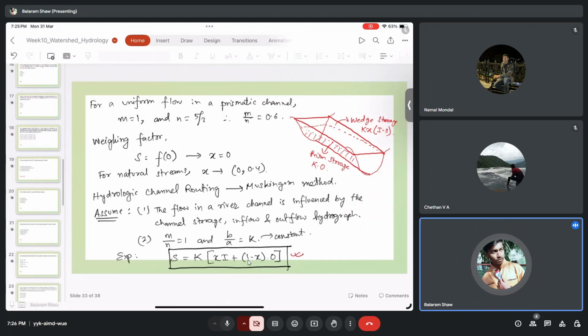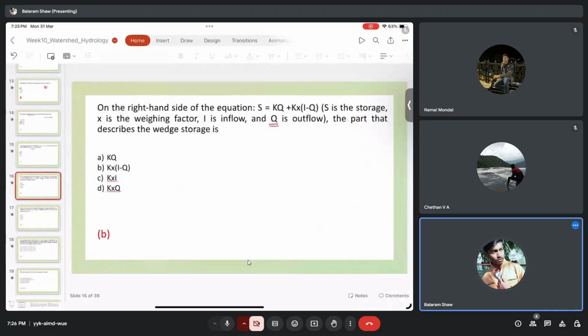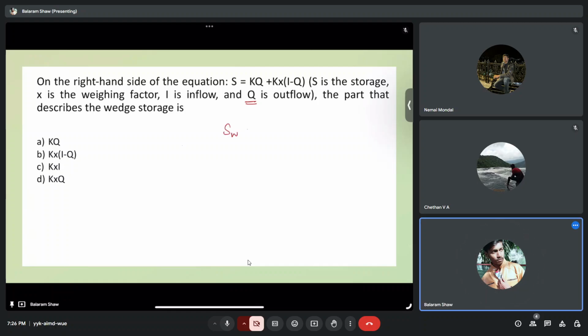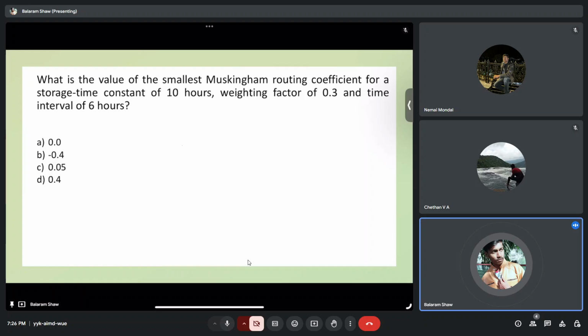Okay, so the correct answer here: wedge storage will be K into X into I minus Q. So this part of this equation is the wedge term, whereas this is the prism term. Correct? Okay, so the correct answer will be B, that is KX into I minus Q. Okay, let's move on to the next question.